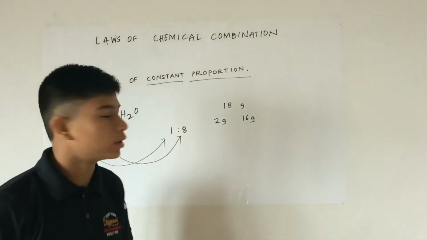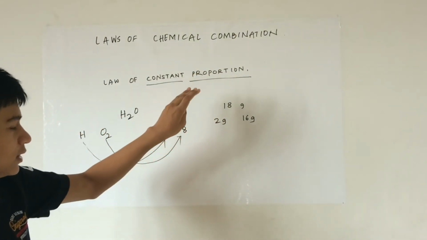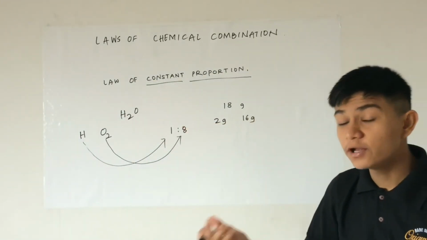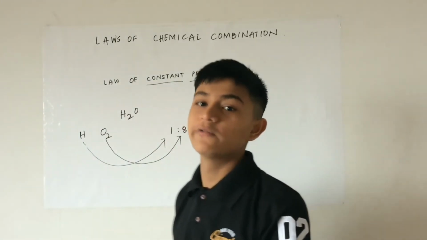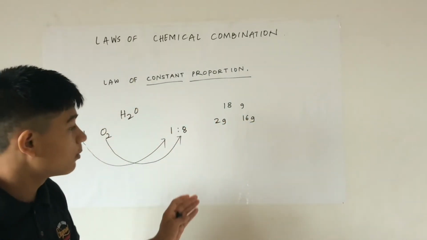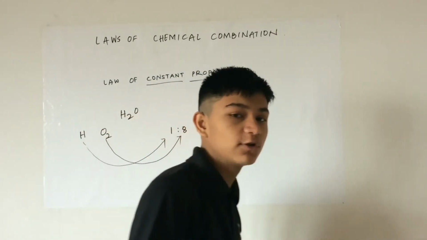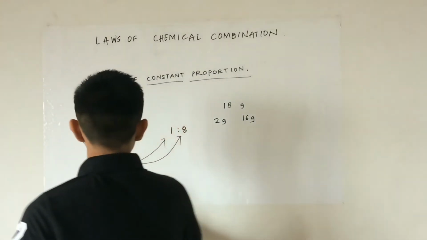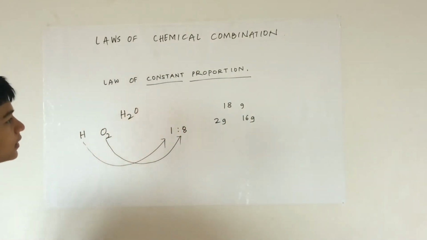We also saw the first law of chemical combination, the law of conservation of mass. In the coming videos we will also see more about the law of constant proportion and the law of conservation of linear momentum. So let's have an example of this.